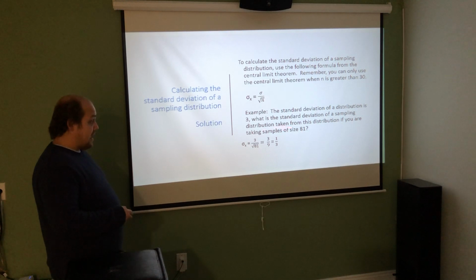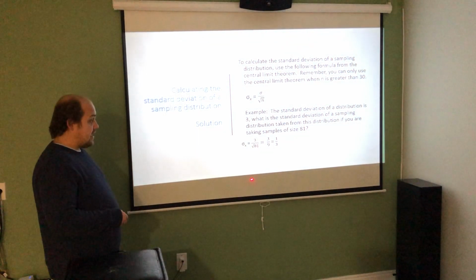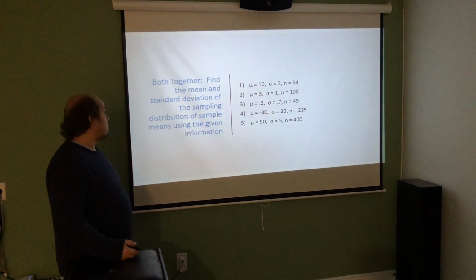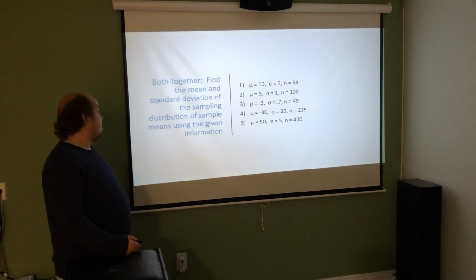So here's the math. I plug in sigma that was given here as the standard deviation on top. I plug in n as the size of the sample that we're going to take on bottom. And then I reduce. Both together, find the mean and the standard deviation of the sampling distribution of sample means using the given information.